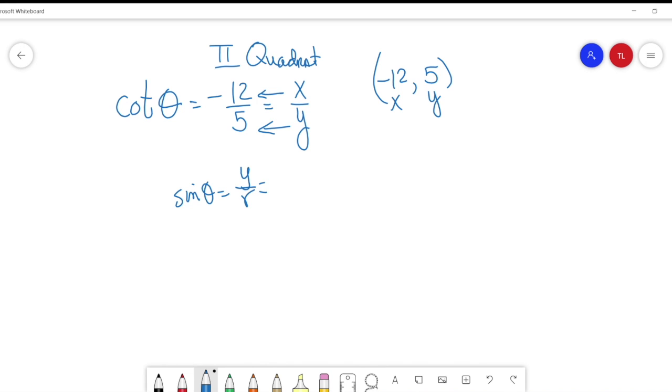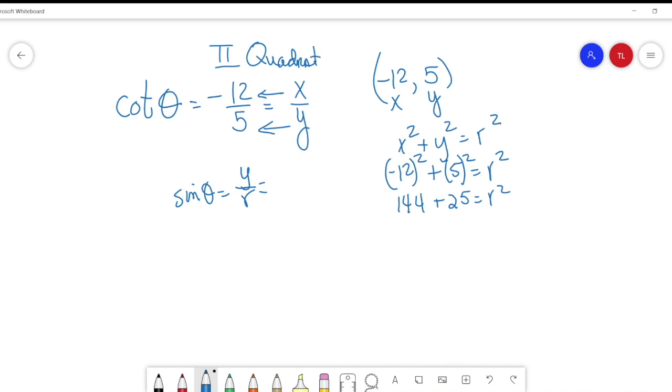All right, now what's R? R is x squared plus y squared equal what? So you got negative 12, 5. Probably 13. You did good. Who said 13? I just memorized it.